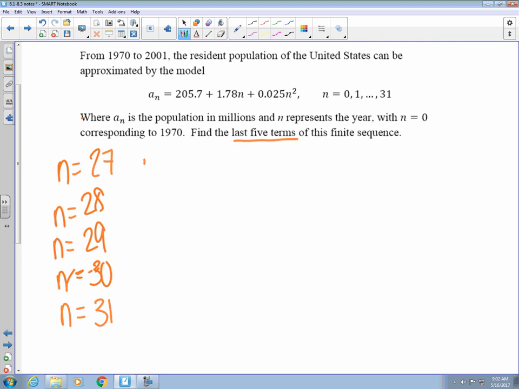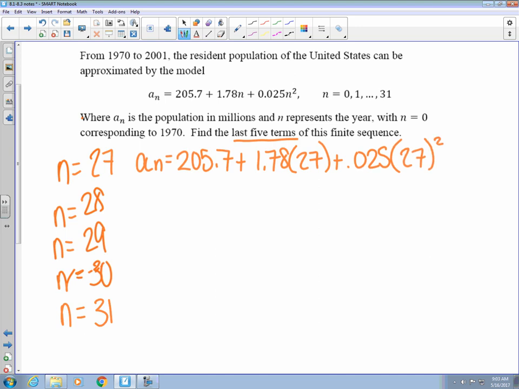So for n equals 27, we're going to plug 27 in for the n in both locations. And this approximates to 272, which is millions of people. And 27, since n equals 0 is 1970, that is approximating for 1997.